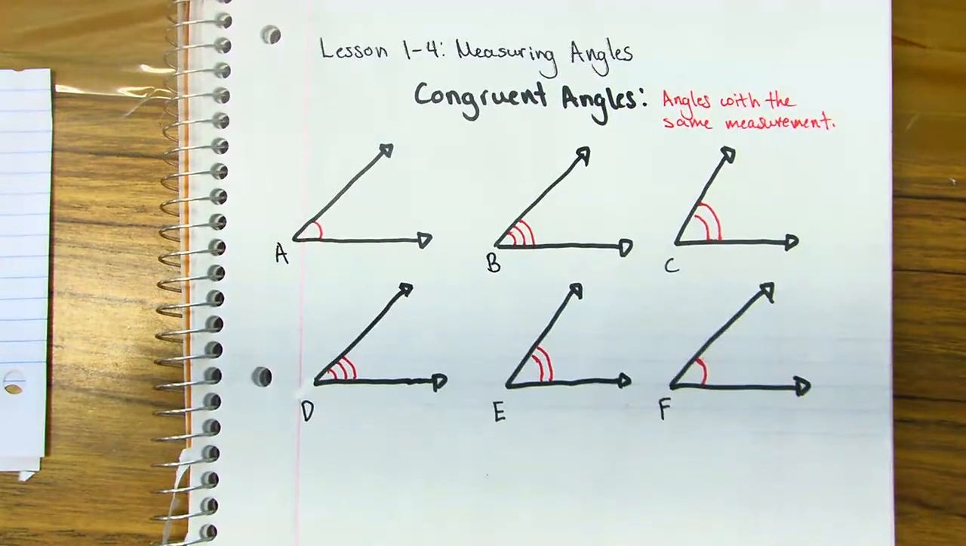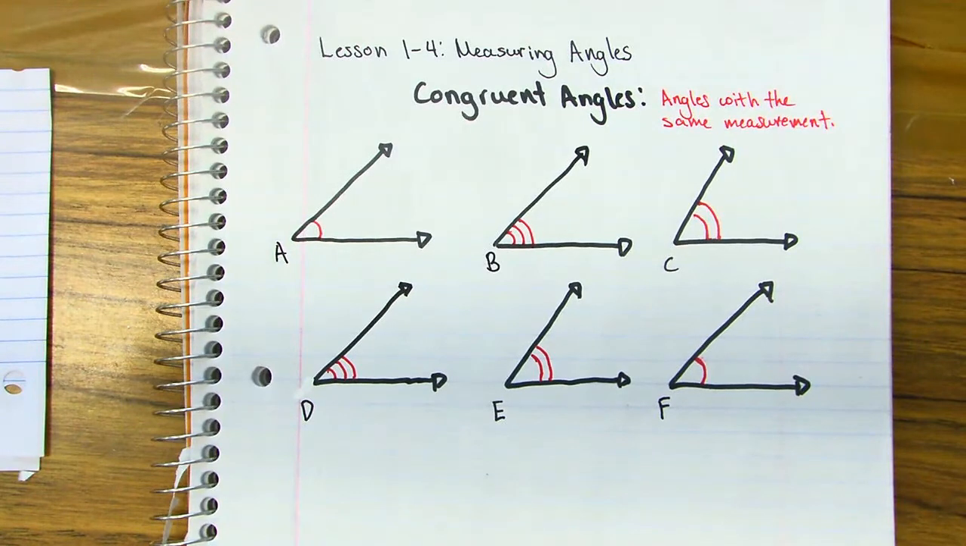So we learned about how to measure angles, right? We know how to name angles now. That's almost like foundational skills. We also know how to classify angles. So that's 3 things we learned about angles. Now we're going to learn about congruent angles.